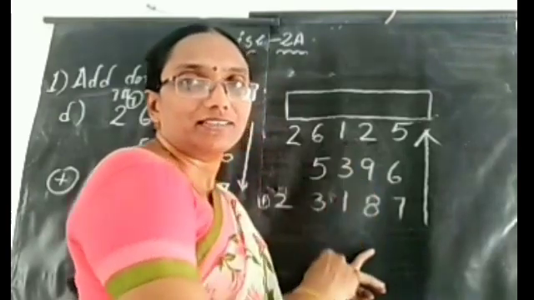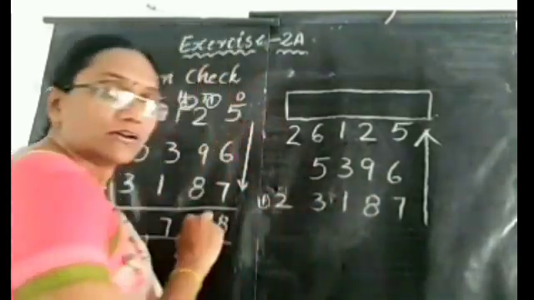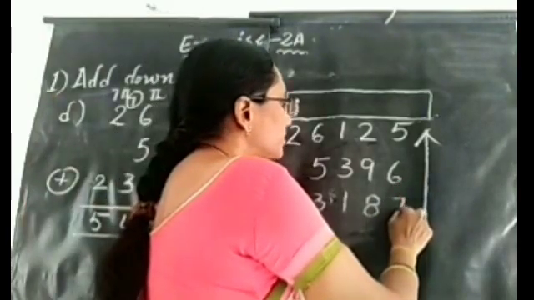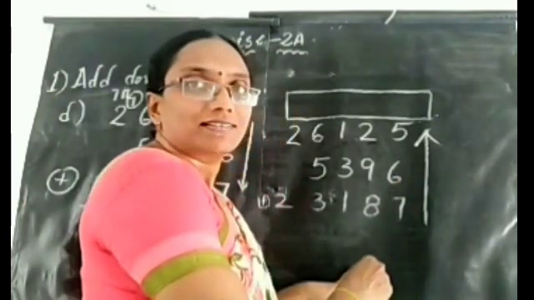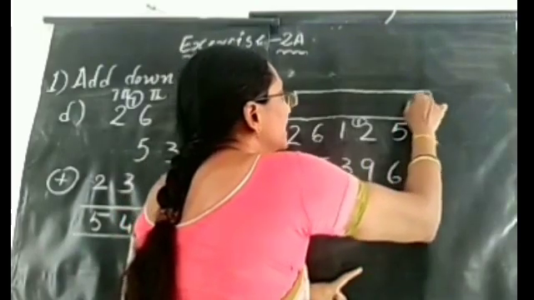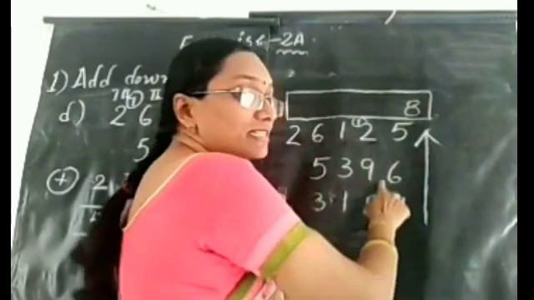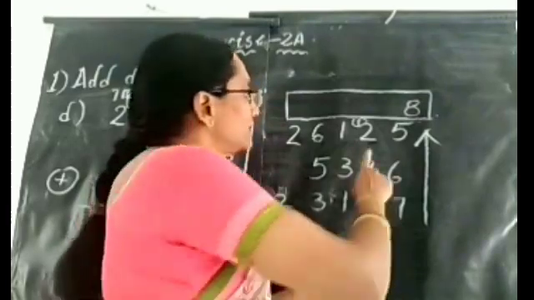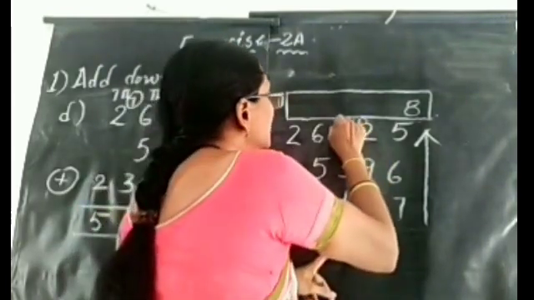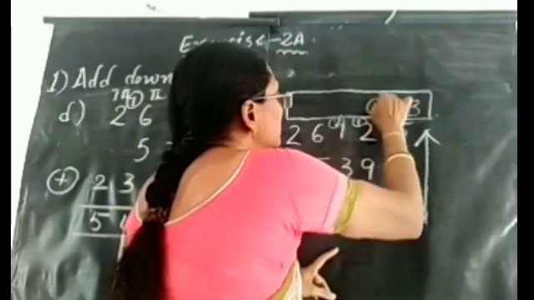We have to check the answer, whether it is right or wrong. Let us check. From down, 7 plus 6 is 13. 13 plus 5 is 18. Write 1 here and 8 here. 8 plus 9 is 17. 17 plus 2, 19. 19 plus 1, 20. Write 2 here, 0 here.